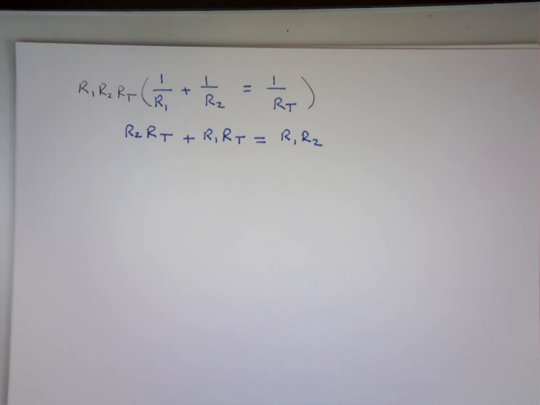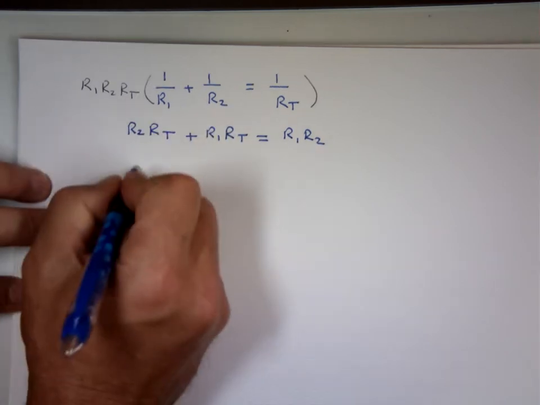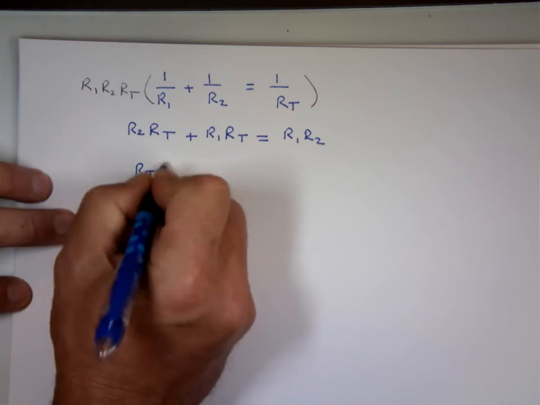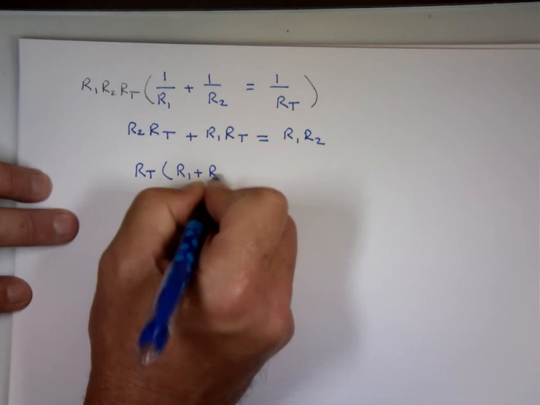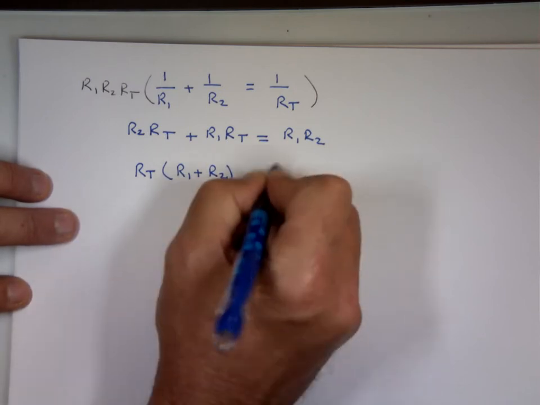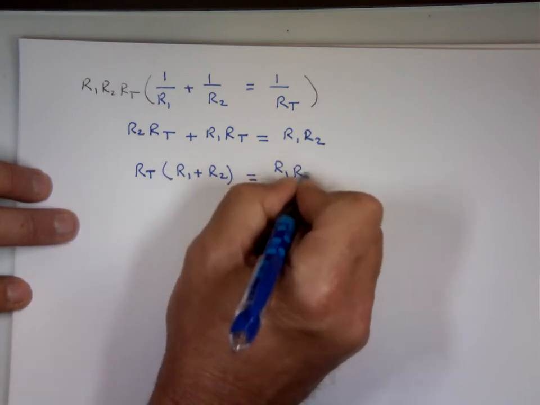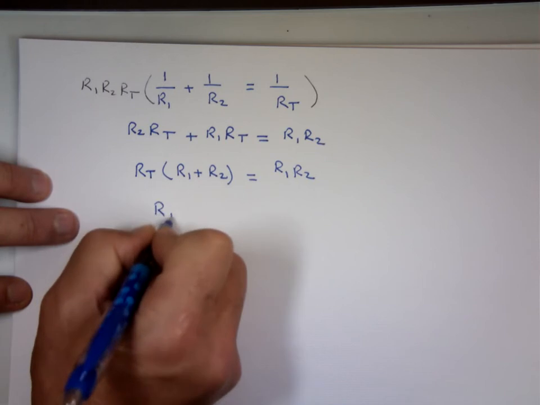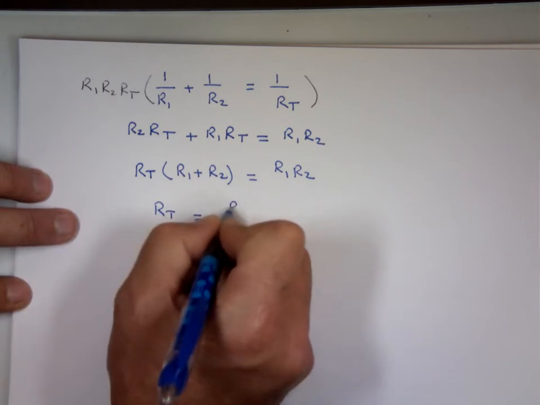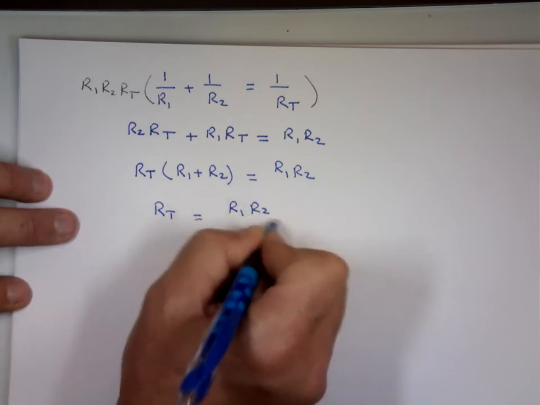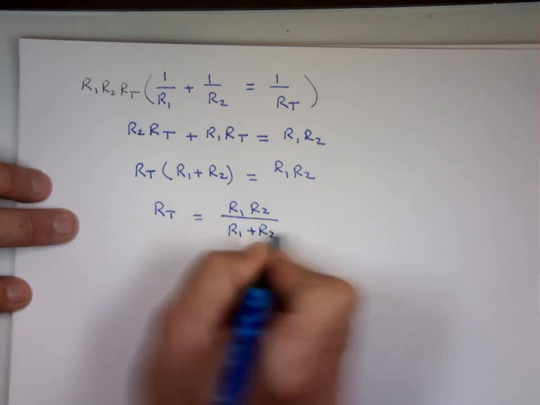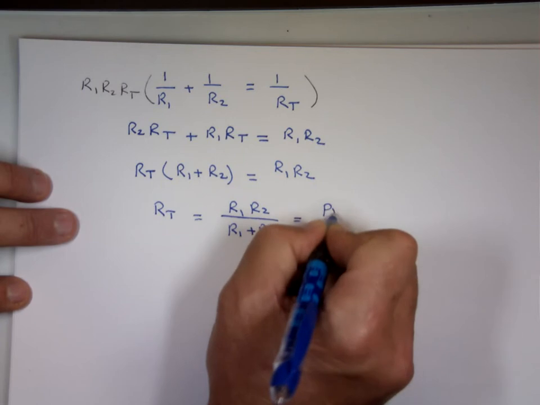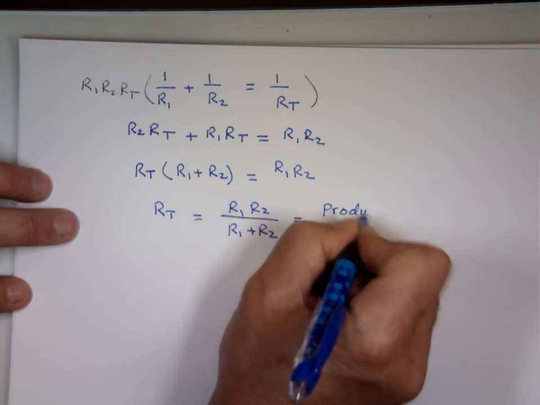Notice I can factor R sub T out. If I factor R sub T out, what's left? R sub 1 plus R sub 2 equals R sub 1 R sub 2. So what is R sub T equal to? R1 R2 over R1 plus R sub 2. We call that the product over the sum.